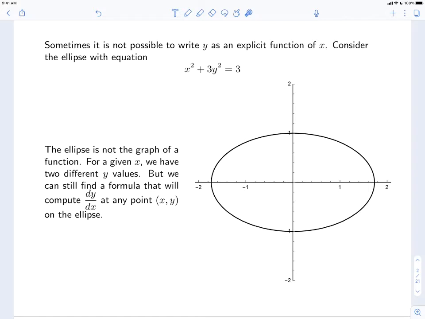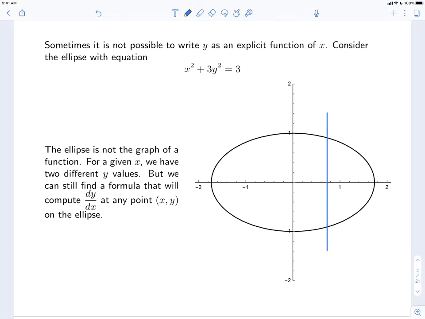The ellipse is not the graph of a function. For given x, we have two different y values. That is to say that it does not pass the vertical line test. If you draw a vertical line, it will intersect the graph twice.